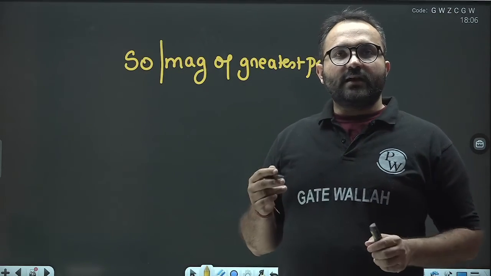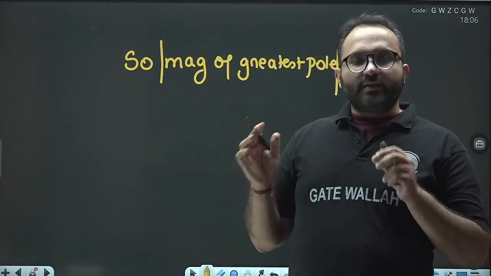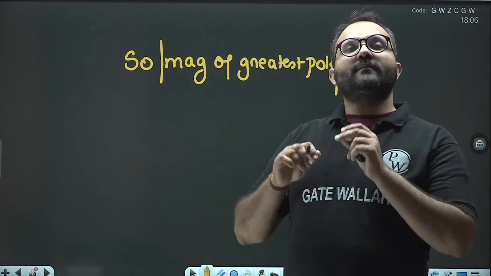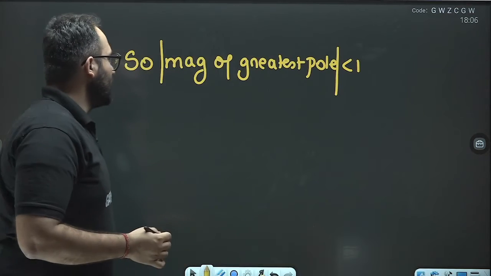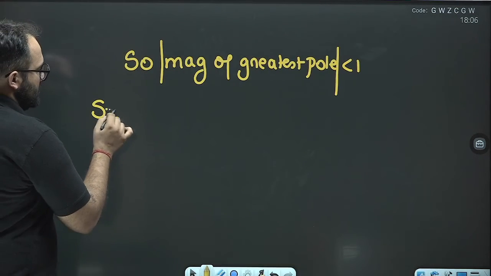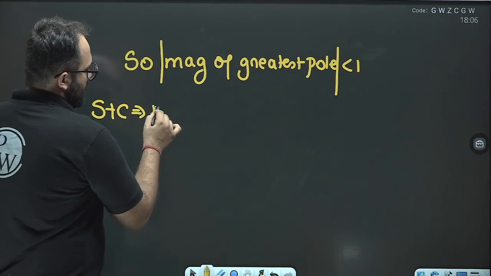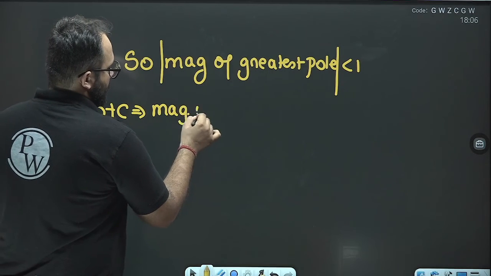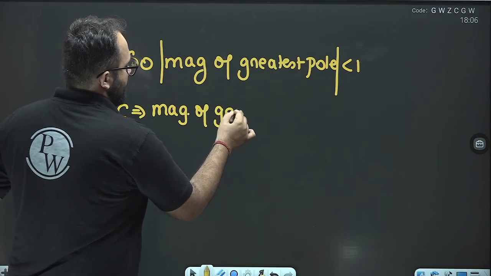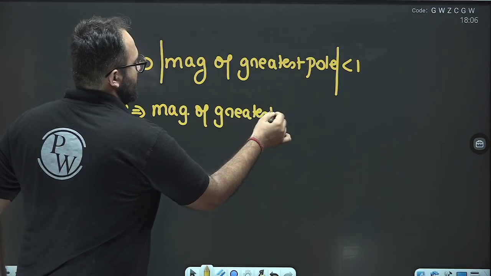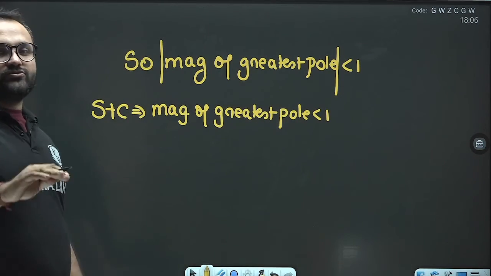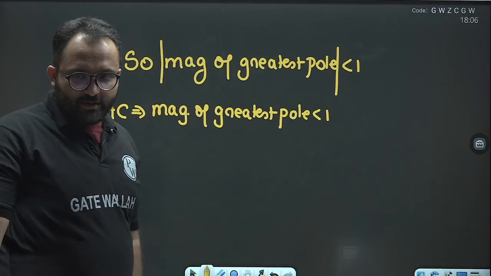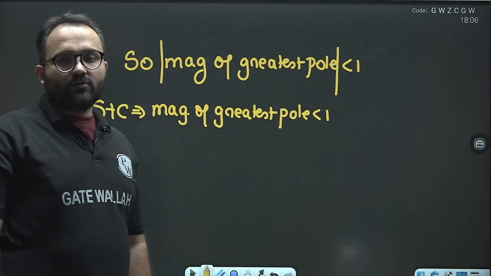So we can say that if the magnitude of the greatest pole is less than 1, all the poles should have magnitude less than 1. Great. So for stable and causal together, the magnitude of the greatest pole should be less than 1, or we can say that all the poles should have magnitude less than 1. So this is the condition for stable and causal together.